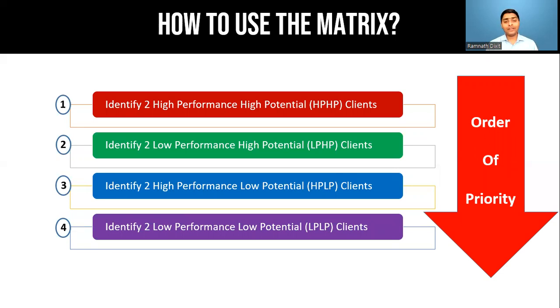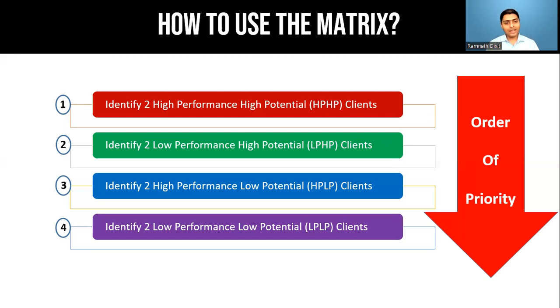Then you look at the 2 low performance but high potential clients. Current performance may not be the yardstick to measure them, but the future performance looks great because they're in the right industry, they have the right strategies in place, and they're likely to do better in the years to come. So remember that you need to spot them as well. Then you look at 2 high performance, low potential clients. The current performance has been good. There is a possibility that future performance might not be as great as it has been so far, but you still need to work with them. You still need to engage, motivate them.